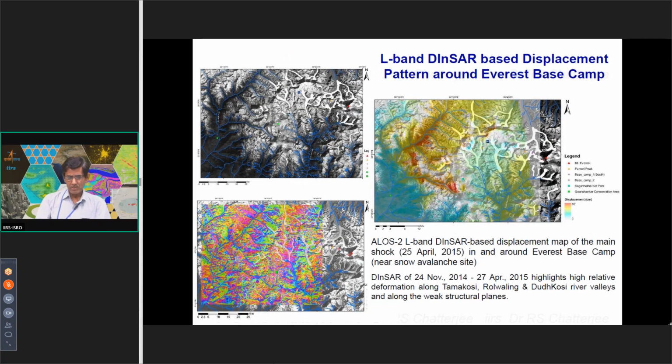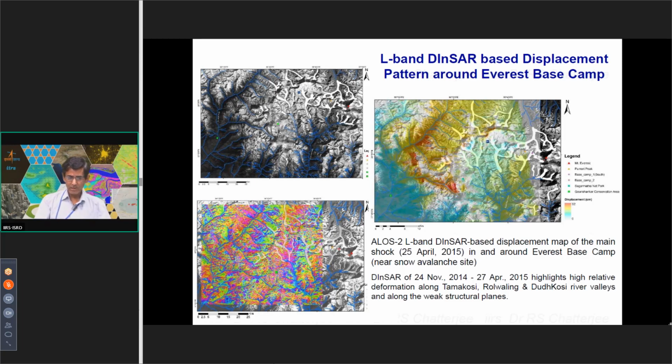Now going to this data pair. In this case we have used ALOS 2 strip map. This is the standard kind of interferometric SAR data. Here the areal coverage is a little less. This area is covering very close to the Everest base camp, and near the snow avalanche site, where a snow avalanche occurred immediately after the earthquake. So we got the data immediately after the earthquake.